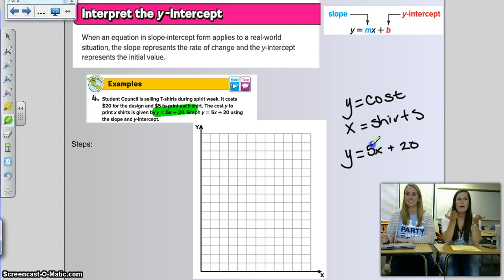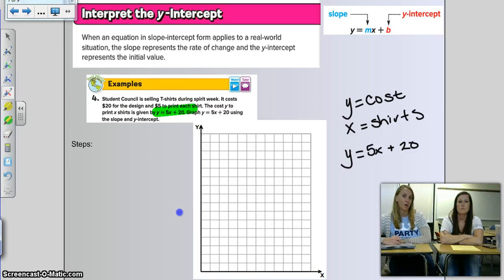So let's graph this using our stuff that we know. First of all, we're going to label cost and shirts. It said y is cost, so here's my y-axis, and I would label it cost. X is shirts, so I would label shirts there.